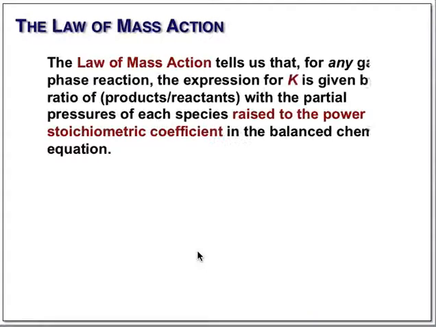actually is simplified by what we call the law of mass action. That tells us that the expression for K is simply going to be based on the balanced chemical equation. Let's take the partial pressure of each species raised to the power of its stoichiometric coefficient. If we have more than one reactant or product, we're going to multiply these together.